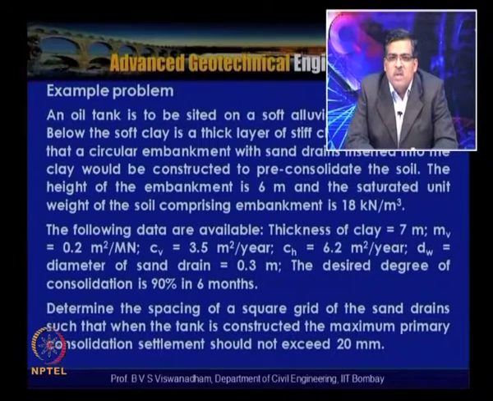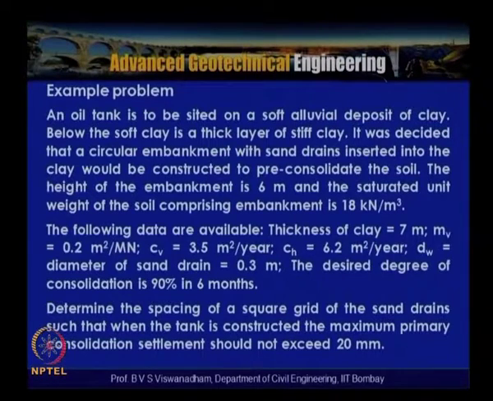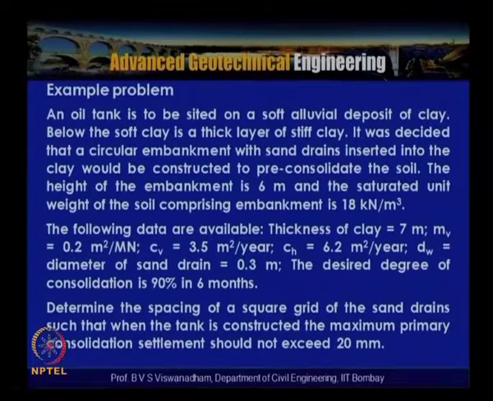The desired degree of consolidation, both in vertical and radial direction, is given as 90% in 6 months, and determine the spacing of the square grid of the sand drains such that when the tank is constructed, the maximum primary consolidation should not exceed 20 mm. So, the condition is that you calculate the spacing for a square grid of sand drains, or the so-called vertical drains, such that when the tank is constructed, the maximum primary consolidation settlement should not exceed 20 mm. Now, the square pattern has been given, and the spacing needs to be assumed.